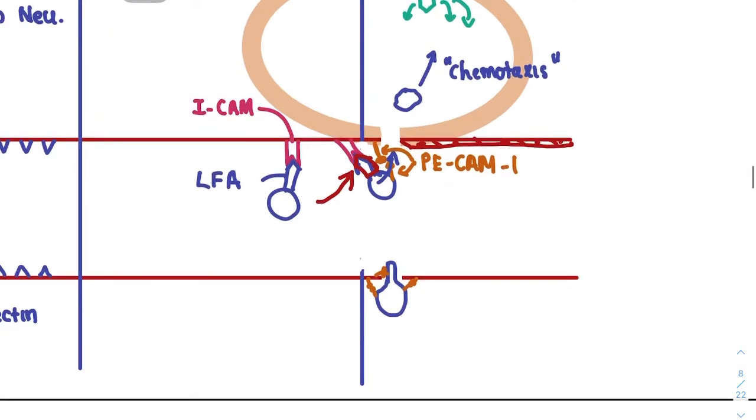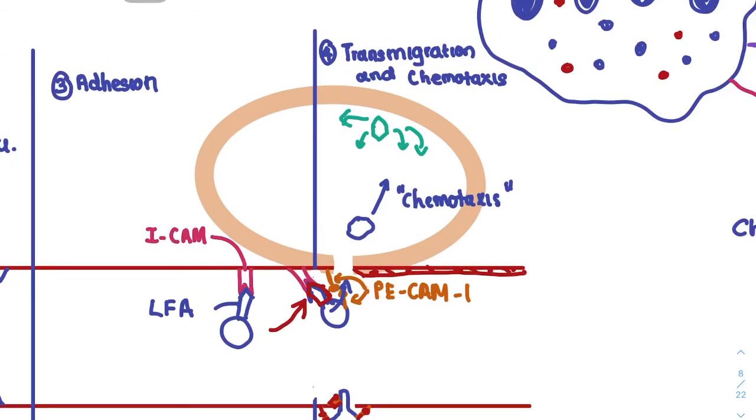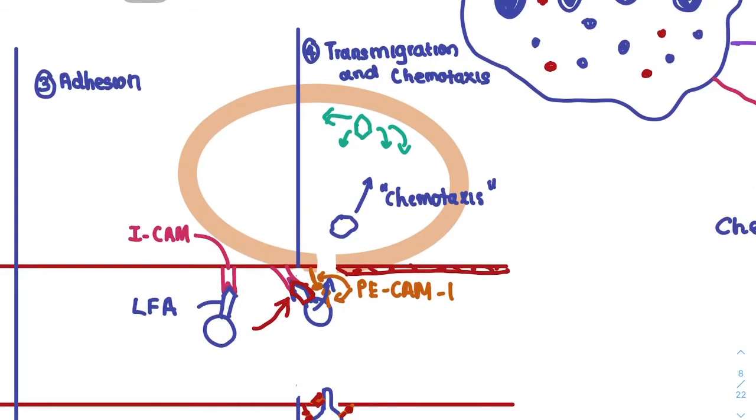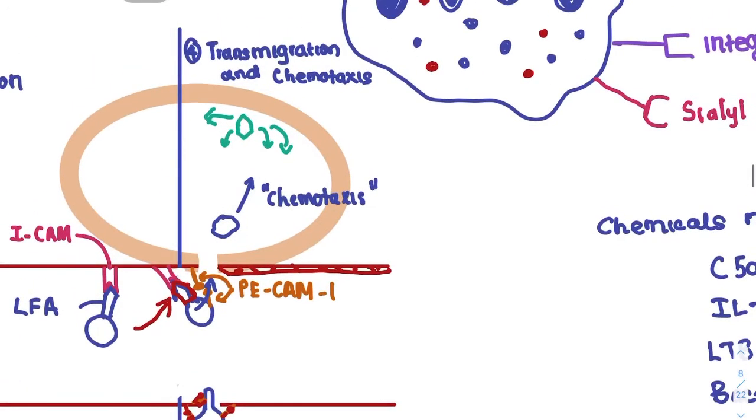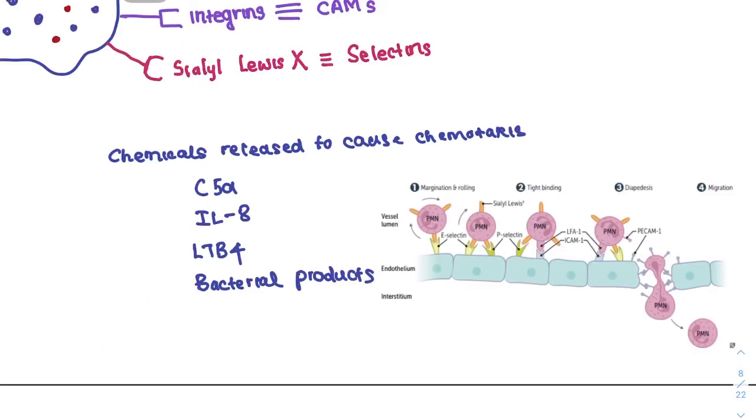And then over here you can see this neutrophil squeezes through inside this area where it has to go, and chemical substances released by the bacteria are going to cause an attraction. The neutrophil is going to be attracted towards those chemicals. It moves towards those chemical agents, and this is called chemotaxis. I'm going to talk about some chemicals released to cause chemotaxis. Some examples are C5a, interleukin 8, LTB4, leukotriene B4, and bacterial products.